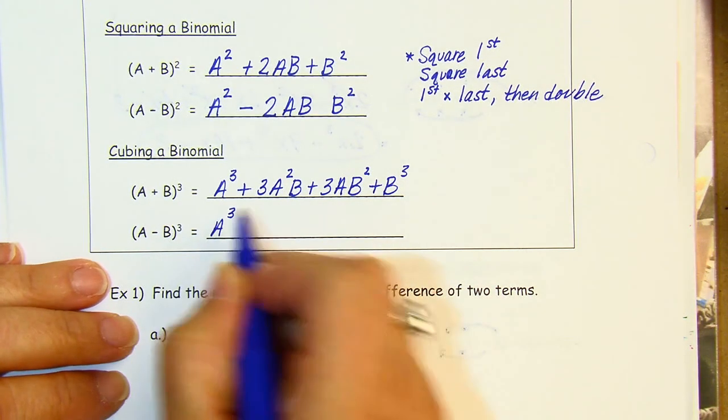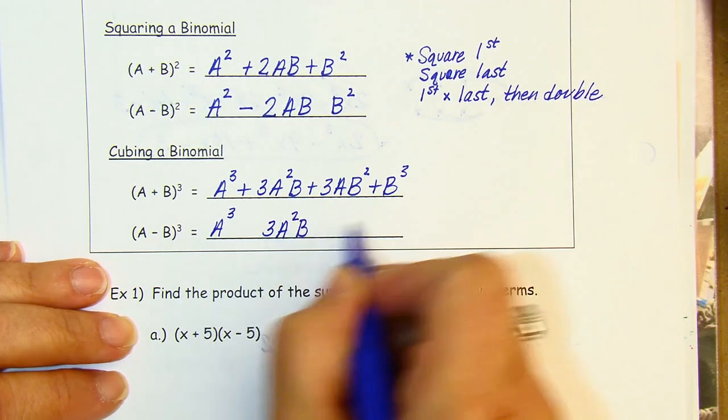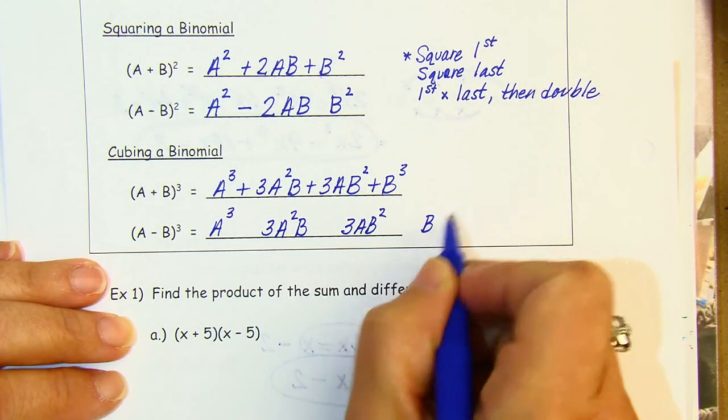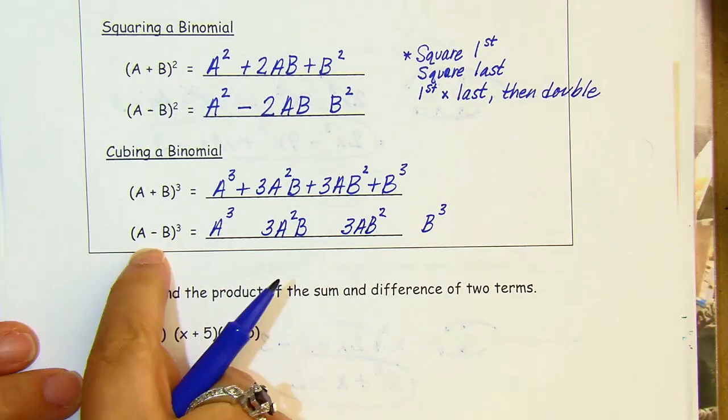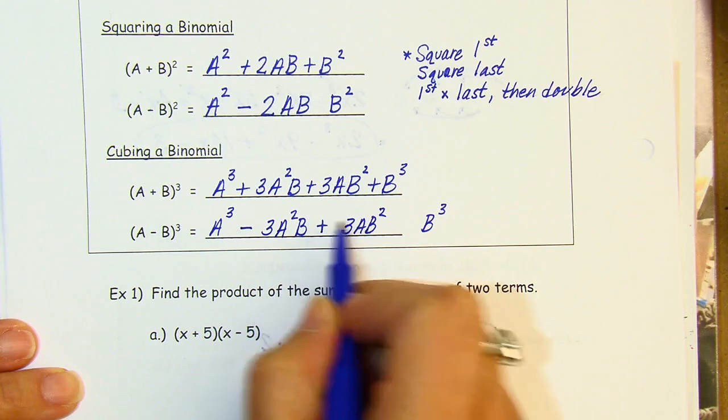This here, the A cubed, the 3A squared B, the 3AB squared, and the B cubed is all going to stay the same. But when it's subtraction in the middle, then these signs are going to alternate. So that's going to be negative, that's going to be positive, and that's going to be negative.